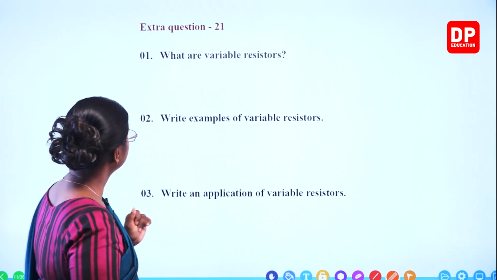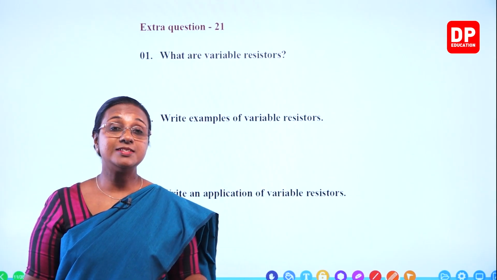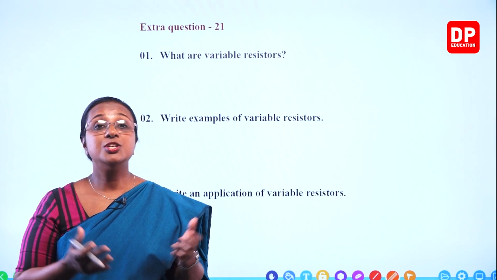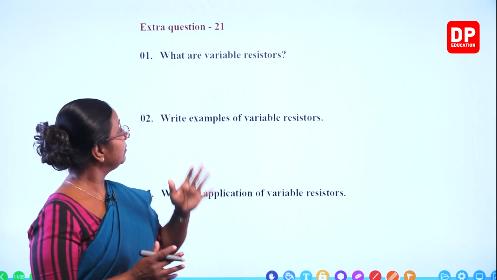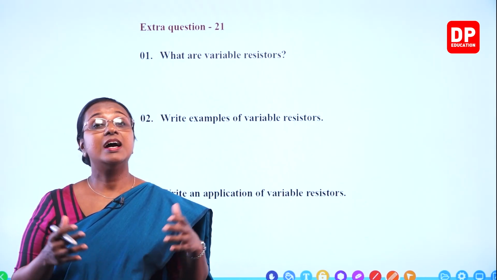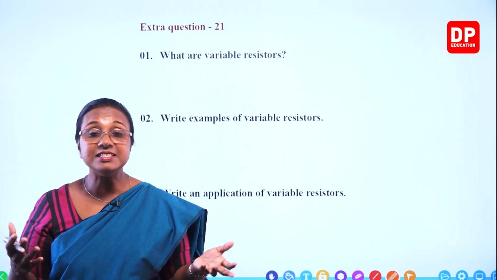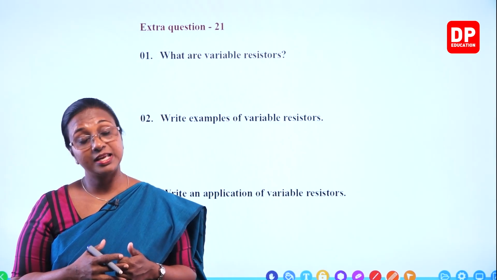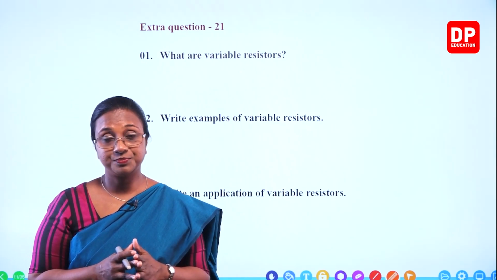Now I am going to continue. Extra question 21. The first question, what are variable resistors? So you're familiar with resistors. Why do we use resistors? To control the current flow through a circuit. So why do we use variable resistors, or what are variable resistors? A resistor of which the resistance can be adjusted according to our requirement. So that is a variable resistor.